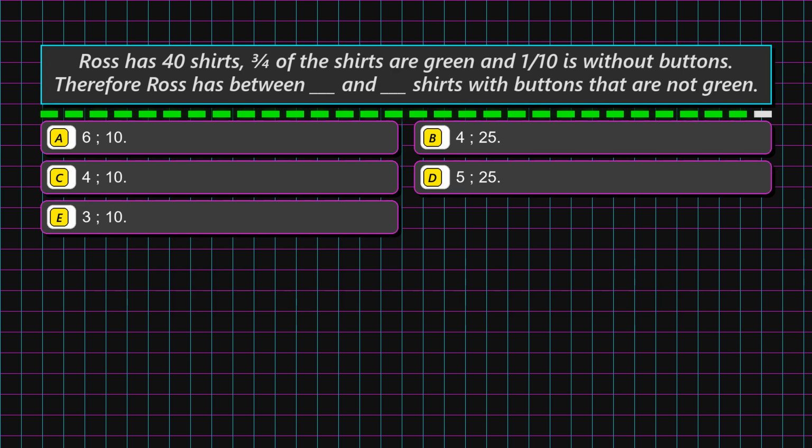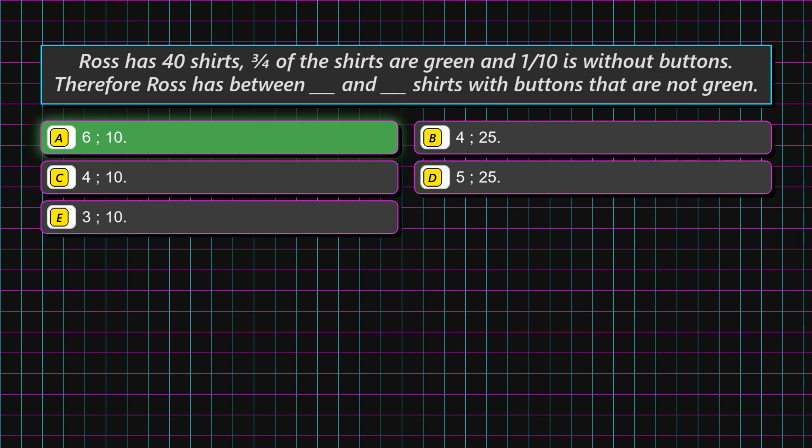Question 3. Ross has 40 shirts, 3/4 of the shirts are green and 1/10 is without buttons. Therefore Ross has between blank and blank shirts with buttons that are not green. Option A, 6, 10. Option B, 4, 25. Option C, 4, 10. Option D, 5, 25. Option E, 3, 10.